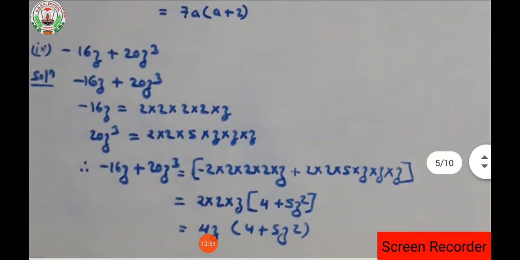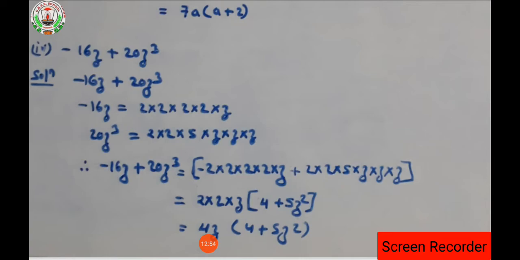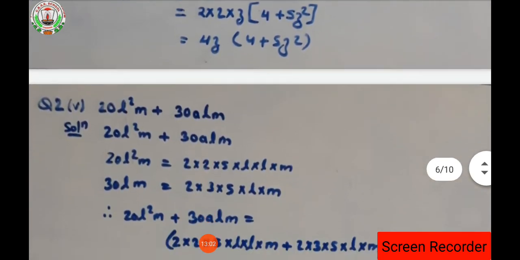So what will it be here? While taking the common, it will be 4z into 4 plus 5z square, left inside the bracket. Clear?